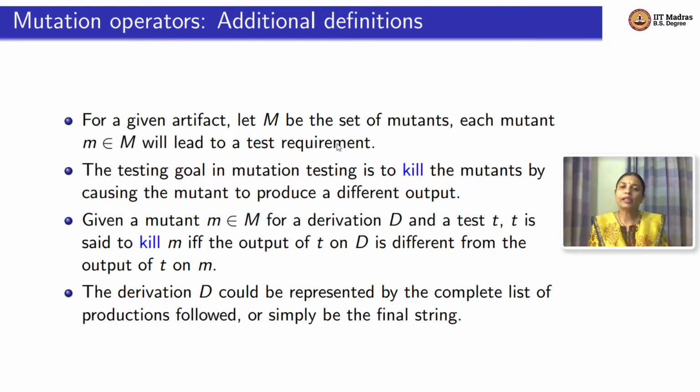Each such mutant will lead to a new test requirement, and the goal is to write a test case that distinguishes the output of the ground string from the output of the mutant. You run the same test case on the ground string, you run it on the mutant, they both produce different outputs. So this notion we had seen for the example, it just formally defines it. Given a mutant M for a derivation D, a test case T is said to kill the mutant if and only if the output of T on D, which is the ground string, is different from the output of T on M, which is the mutant.